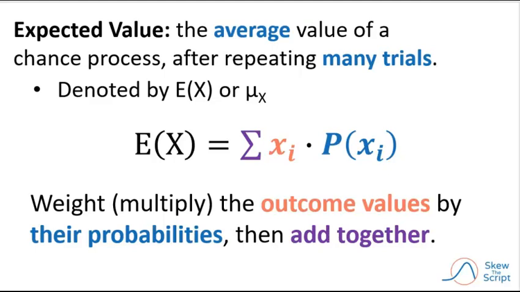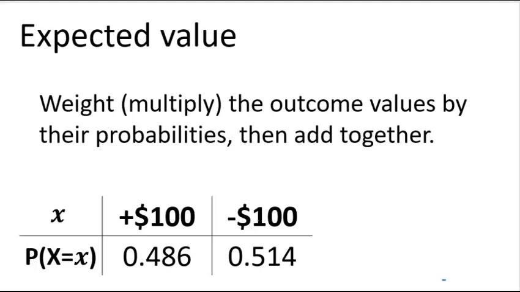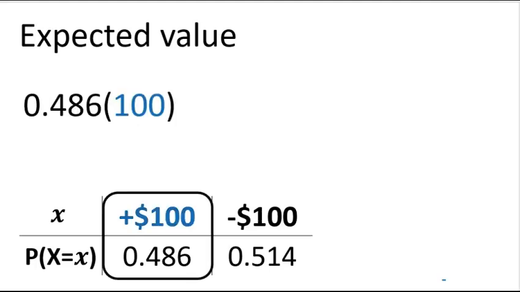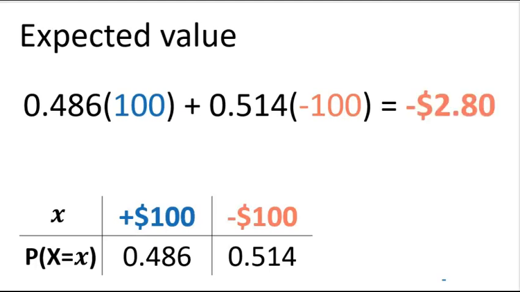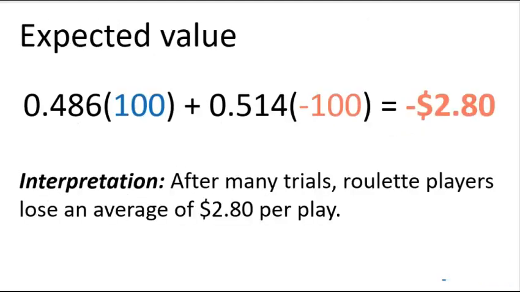And then the capital sigma means that once we have each of those products, we're going to add them together. So for this example, we would take the individual outcome of winning $100, multiply it by its corresponding probability of 0.486, then repeat that for the other outcome of losing $100 times its probability, and then we would add those two together. You can see we get the same answer as before, an overall expected loss of $2.80 per play.